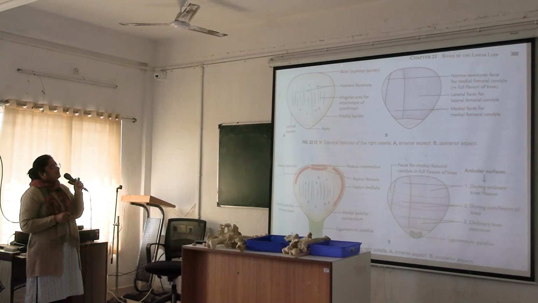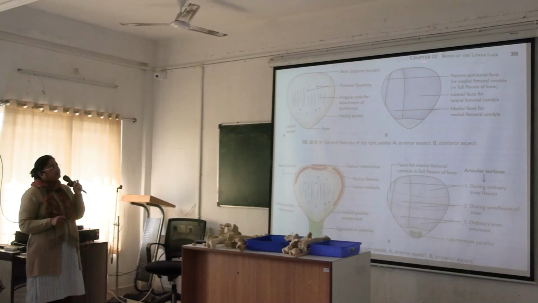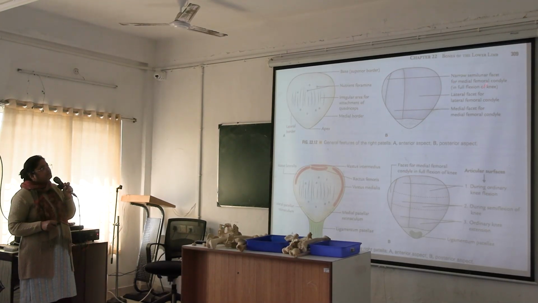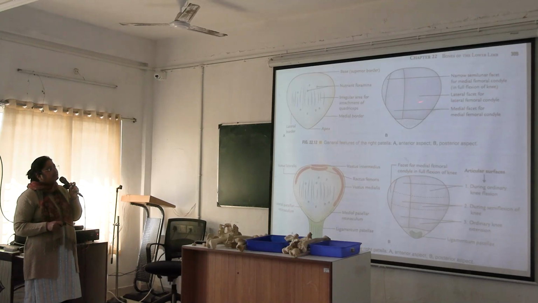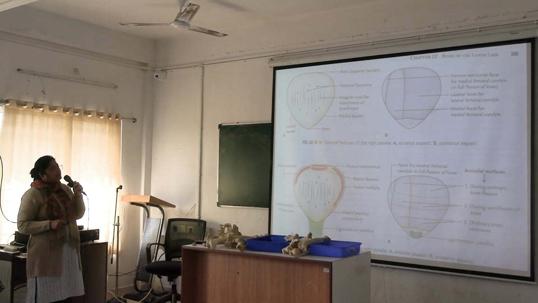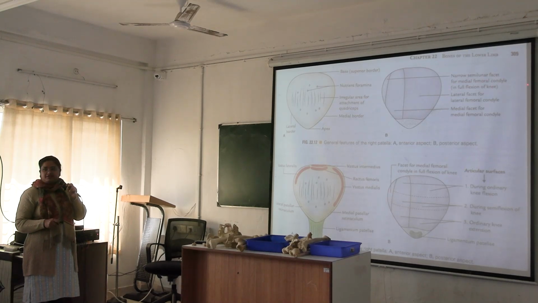Here is the base directed above, apex is directed downward, lateral border, medial border, and this is the anterior surface, and this is the posterior surface. Near the apex there is a rough area, and this whole part forms the articular surface, which is divided into two areas, a larger lateral area and a smaller medial area. This articular surface is again divided by a small separated part, which comes in contact with the femur only in full flexion of the knee.